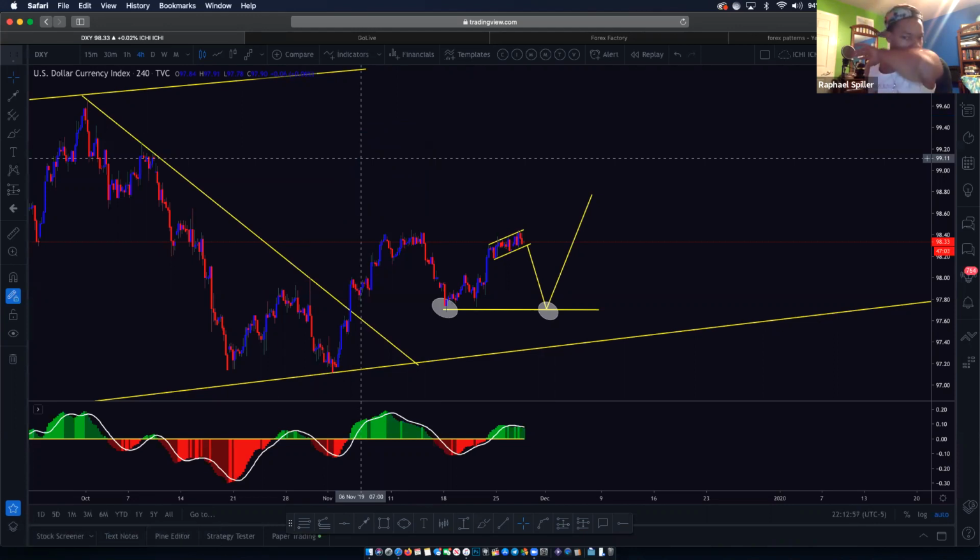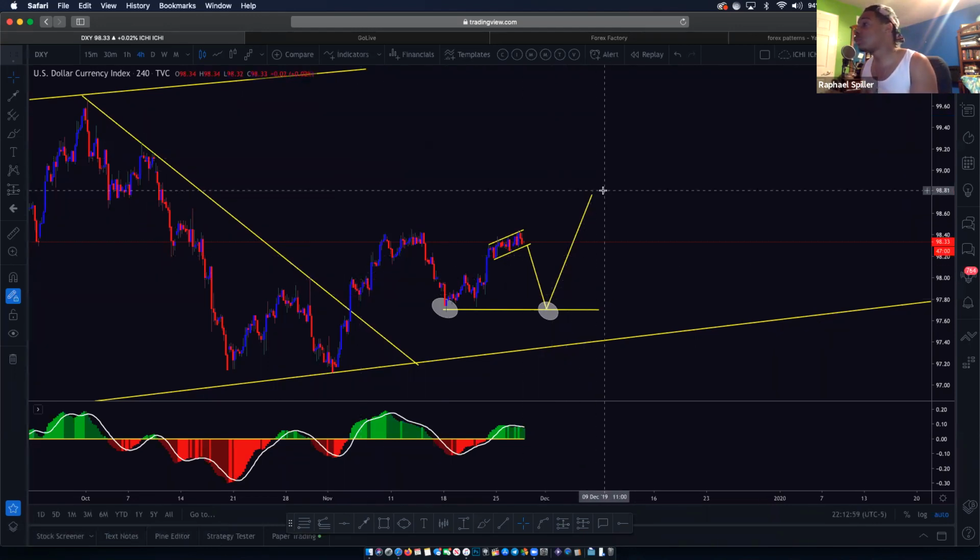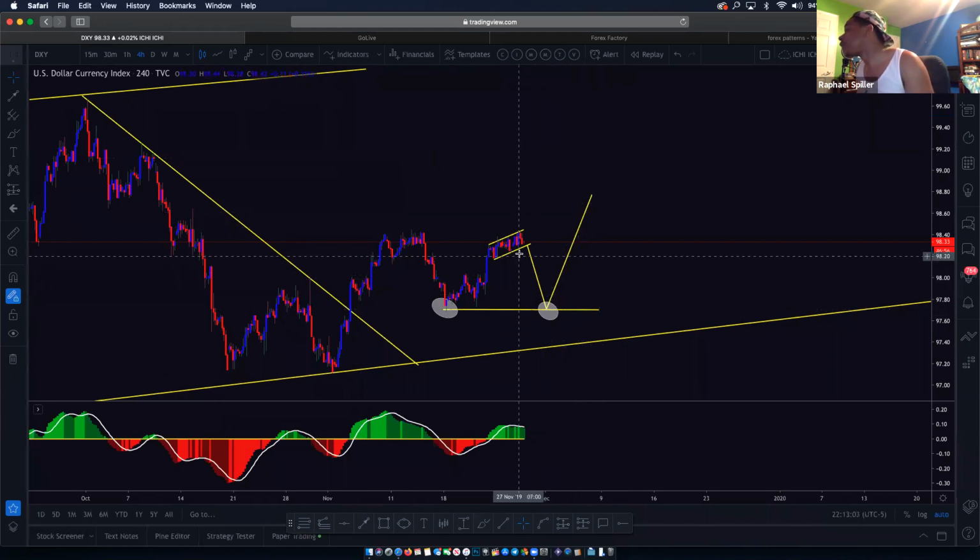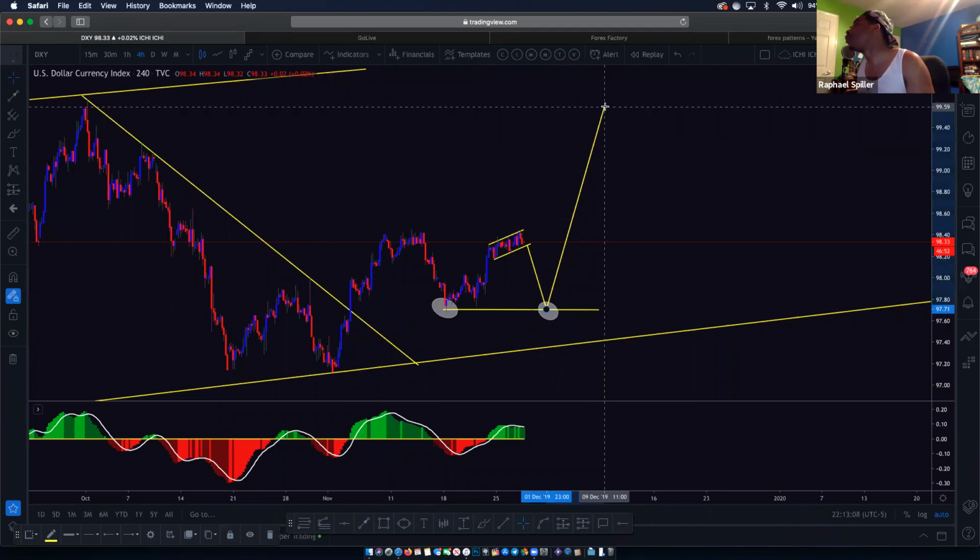So to answer your question when it comes to pips, we're expecting this to come all the way from 97.7 all the way up to 99.6. Do the math, right? People don't usually trade the dollar, the DXY. This is, like I said, more of a guide. But when it comes to the other pairs, you can really make some money. You can really make a killing, right?